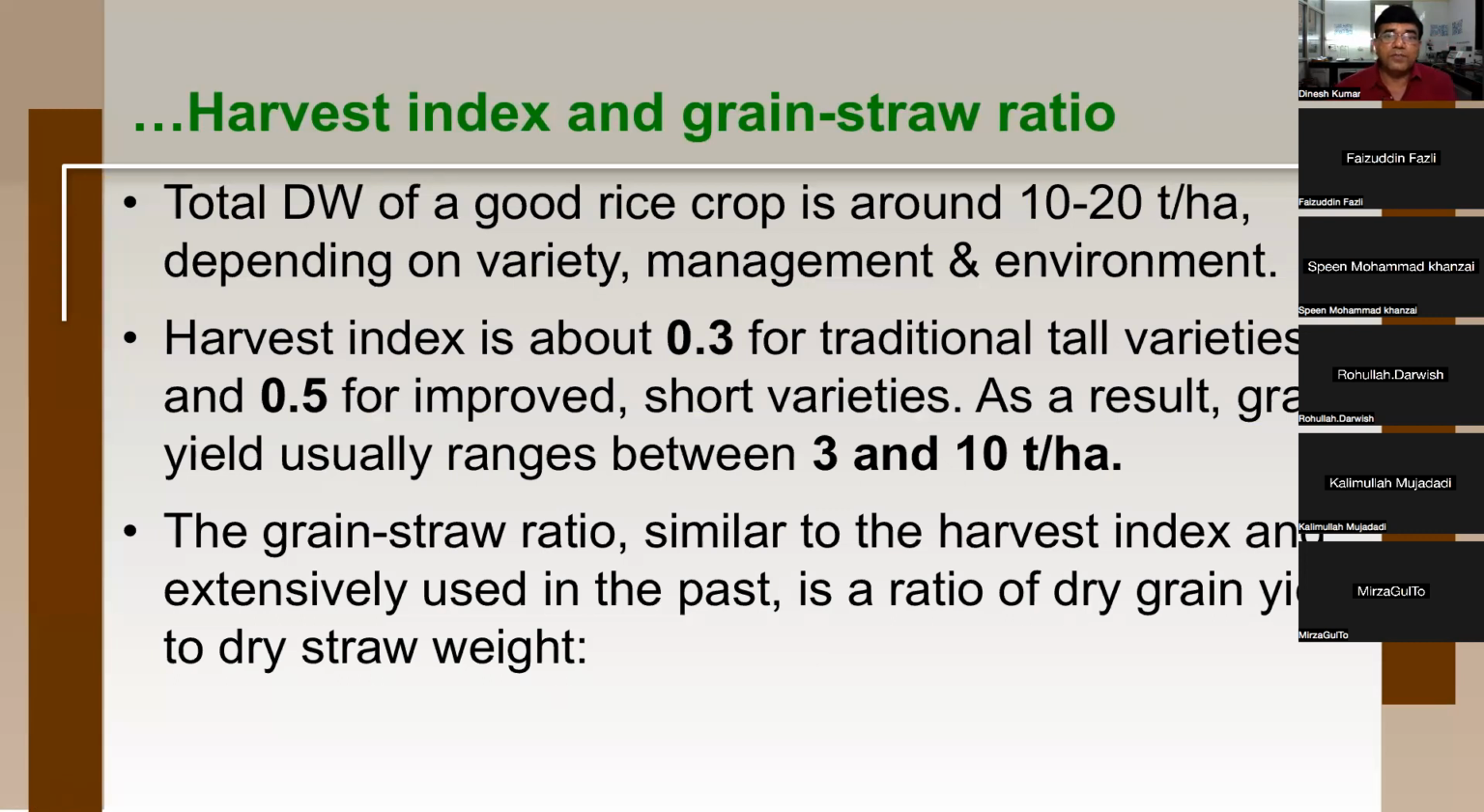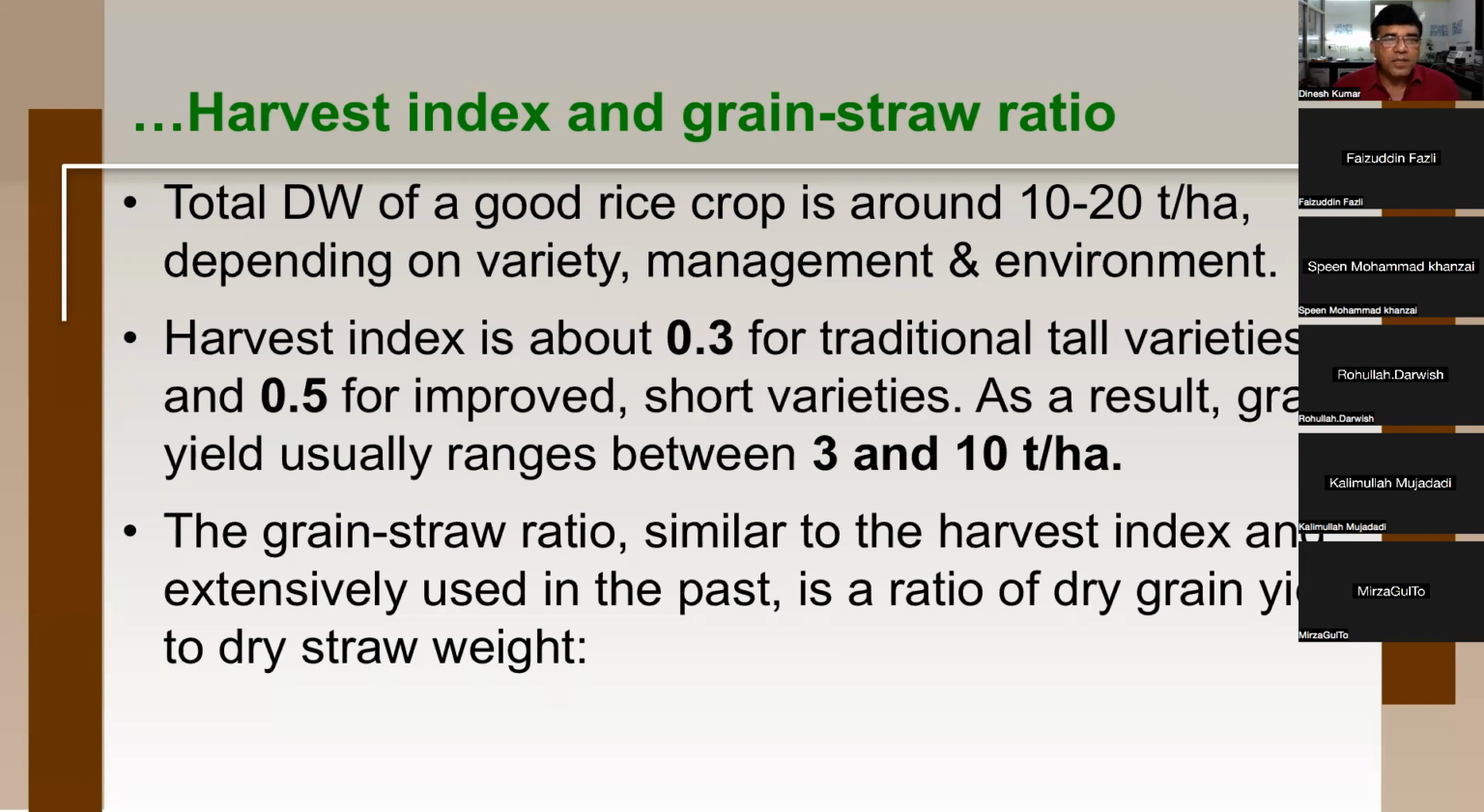So total dry weight of a good rice crop is around 10 to 20 tons per hectare. So this is the range. The total dry weight means biological yield. Biological yield of 10 to 20 tons per hectare. So this is air dry yield. Remember, this is air dry yield.